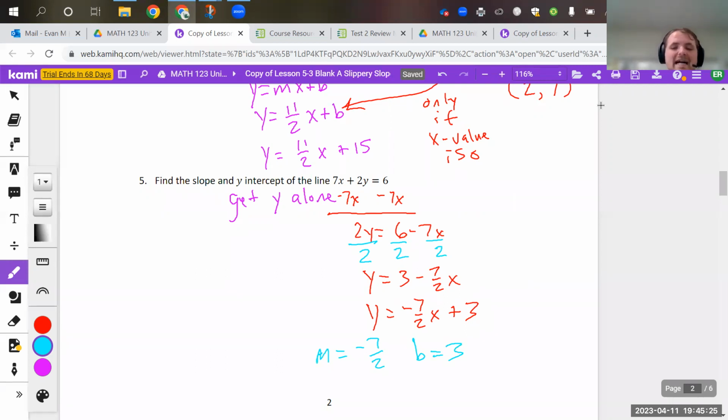If you're asked for the actual y-intercept, like the coordinate, it's just 0, 3. And if you needed to check yourself, if you plugged in 0 for the x right there, that whole negative 7 over 2 times 0 is just 0, and you're left with just a 3. So that's why it's 0, 3.